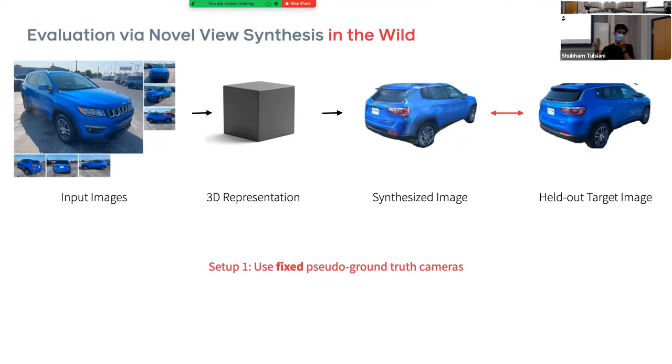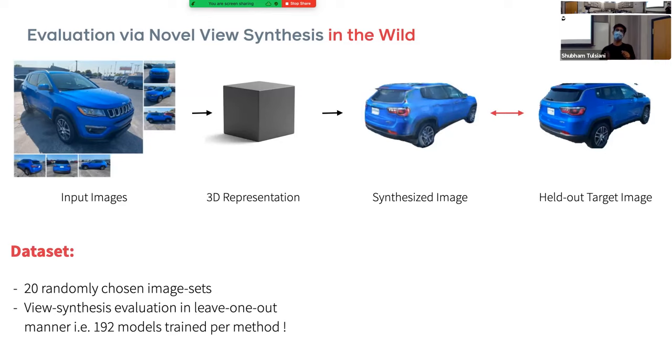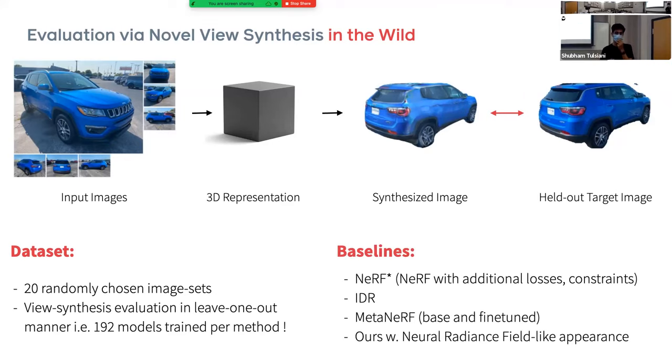And so the second approach that I'll focus on in a bit more detail is we allow methods to train using approximate cameras, but then at test time also allow the methods to refine their own camera a bit to generate the held out target image as closely as possible. We were using some scraped images of Craigslist and training models in a held one out way. So if a particular image set has 8 images, we'll train 8 different NeRF models using 7 images each and evaluate on the 8th image. And we do this a lot of times with some of the standard baselines you would expect.